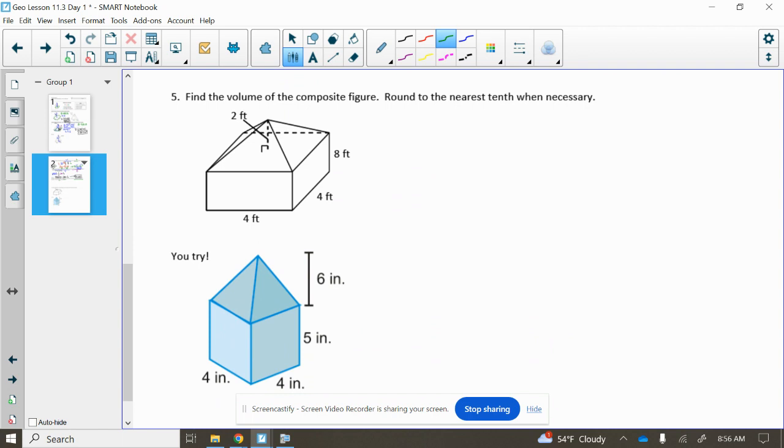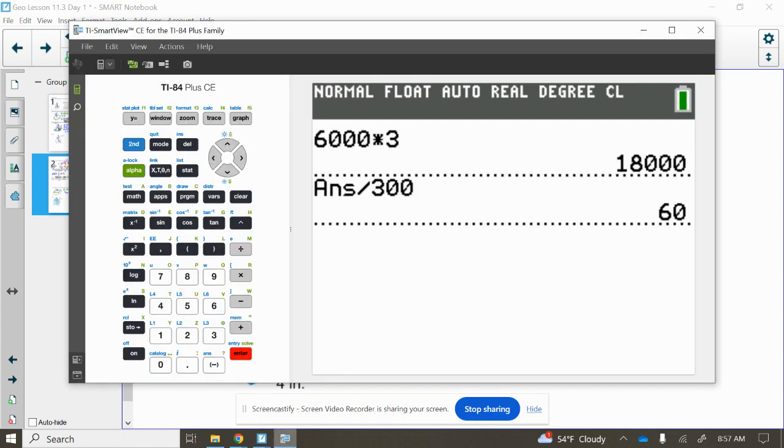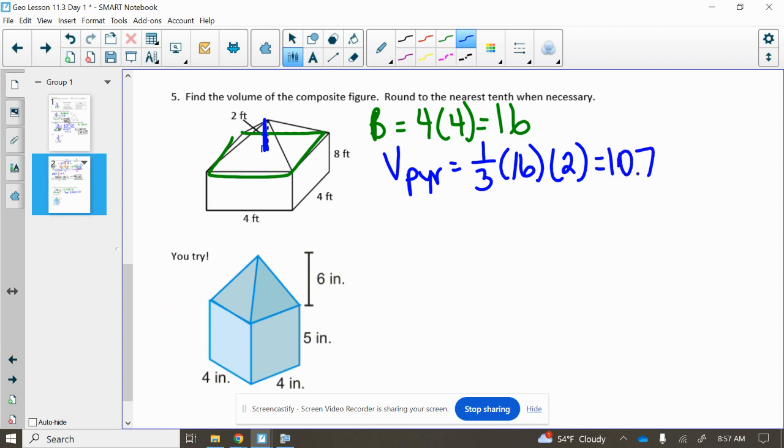Last problem type of the day, we are looking at the area of the composite figure given our pyramid and then a prism. So looking at the pyramid, we know we need the area of our base. And in this case, our base is a square with sides of 4 and 4. So if we multiply 4 times 4, we end up with an area of the base of 16. And then the height of our pyramid is 2. So when we look for the volume of our pyramid, it is 1/3 area of the base times the height. So 1/3 times 16 times that height of 2, we get about 10.7 is our volume for the pyramid.